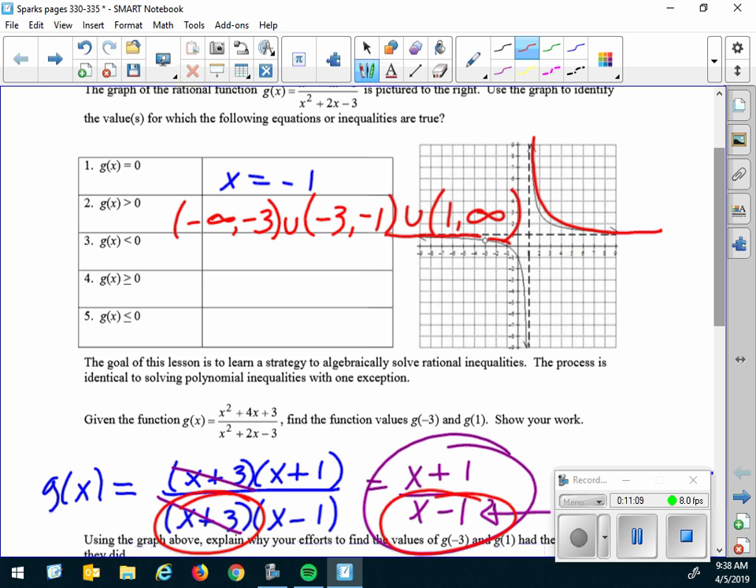So far, so good? Next question. I have to erase this because it gets in my space. g of x is less than 0. Graphically, where does that happen? Is negative 1 included? So negative 1 to 1. Is 1 included? No.